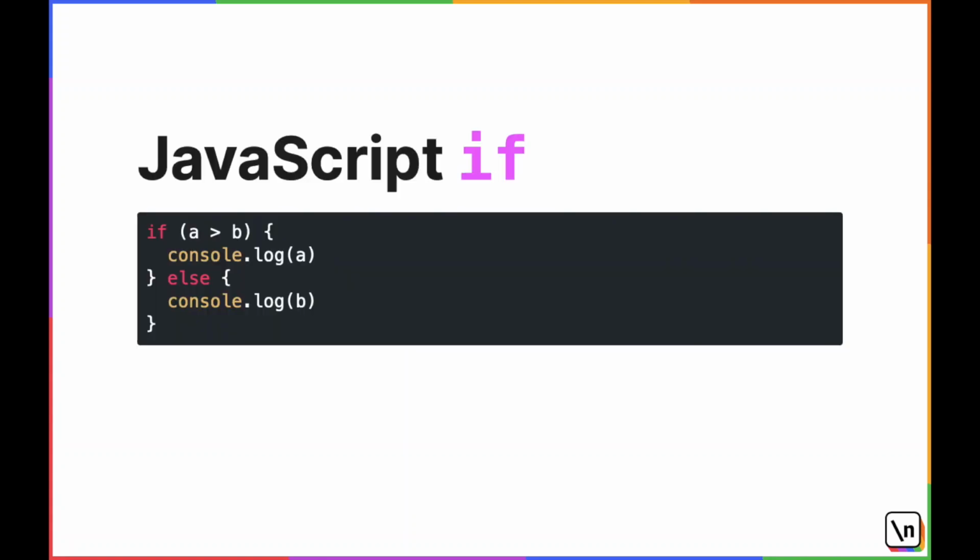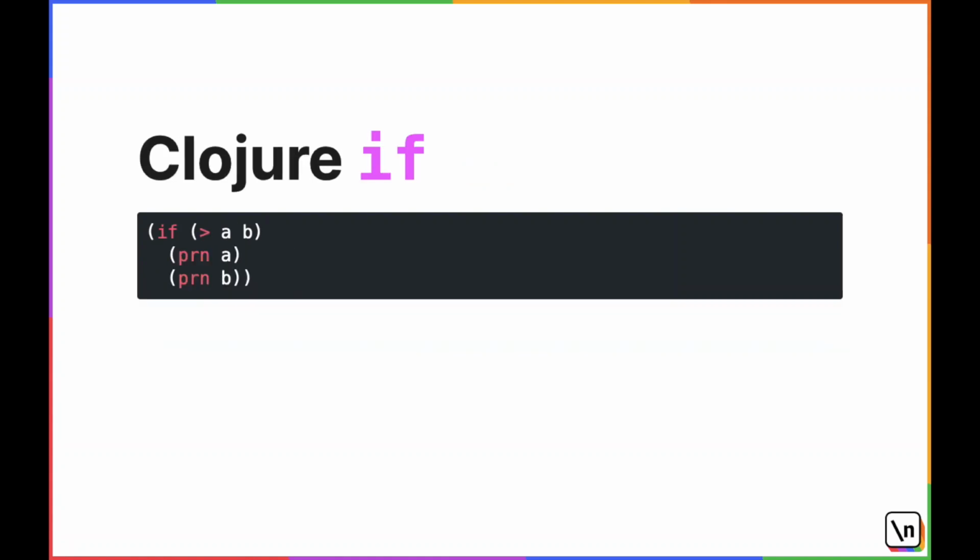Consider this simple JavaScript if condition. The keywords if and else and the curly brackets have to be in specific positions for this code to execute properly. This constitutes the syntax of the language. The same condition in Clojure can be written as follows. On the surface, the two might look similar, but there are many underlying differences.